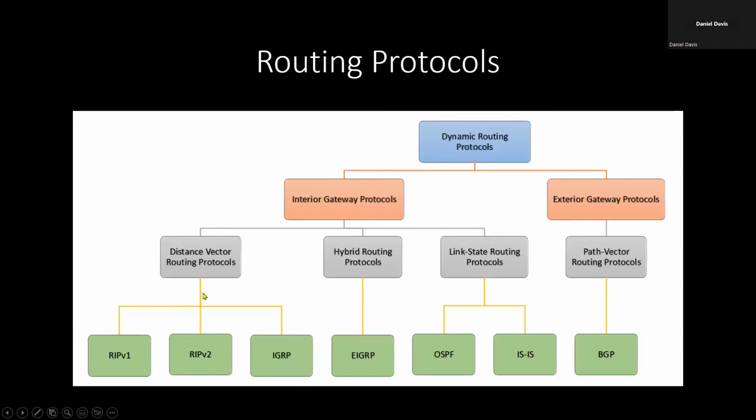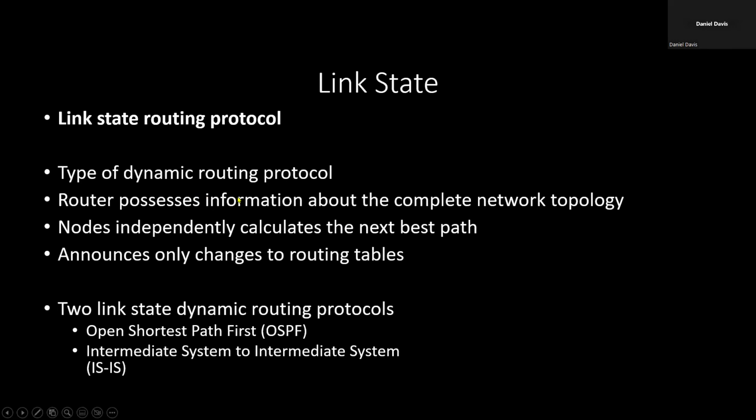Okay, that covers all of our distance vector protocols that we're going to talk about, RIP version 1 and RIP version 2. Let's jump over here to link state routing protocols. We're going to only talk about two main ones, OSPF and ISIS. Link state routing protocols. It's a type of dynamic routing protocol.